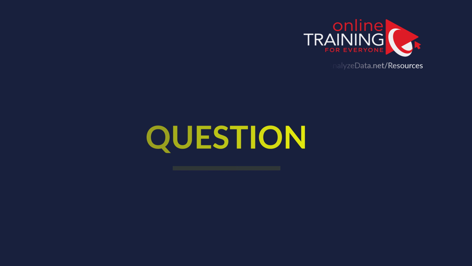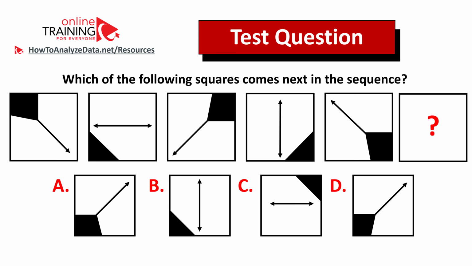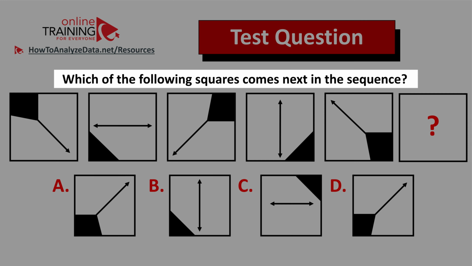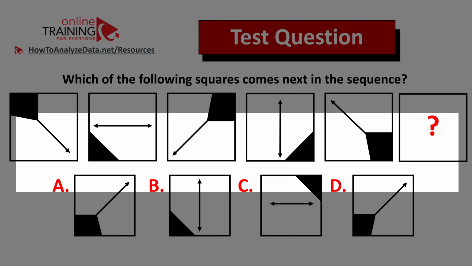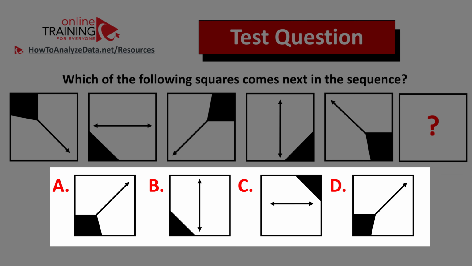Let me share with you a tricky question which tests your pattern recognition, reasoning, as well as analytical skills. Which of the following squares comes next in the sequence? You are presented with the sequence of six squares, and square number six is missing, and you need to pick it up out of four different choices: choice A, B, C, and D.